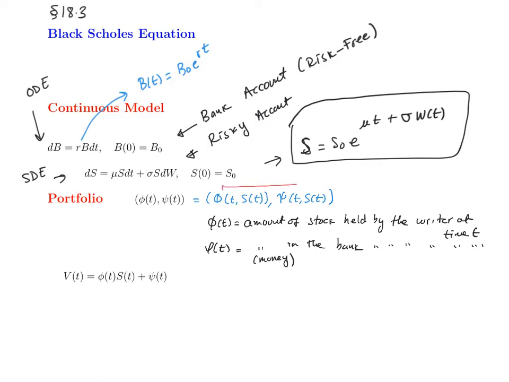And remember, the assumption that we have followed the whole semester is that this has to be F_t adapted, which pretty much means you cannot look into the future. You can only find the stock price based on the information you have up to today. So that's what adapted means. Therefore, the value of the portfolio is given by this formula. So this is the value of the portfolio at time t, where remember B of zero was equal to the price.